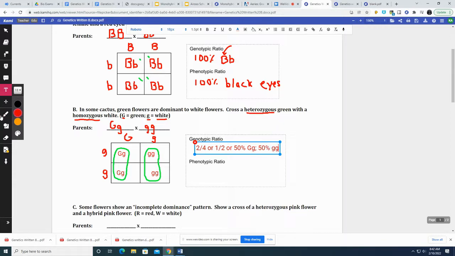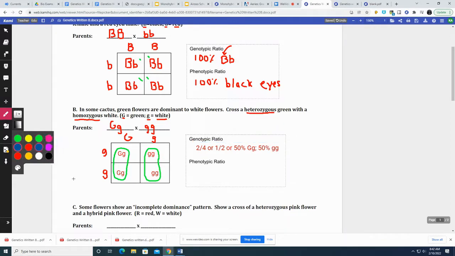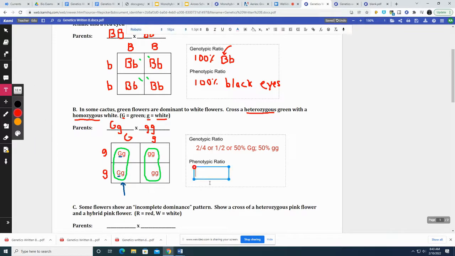Phenotypic ratio, all that's saying is, hey, what are these cacti going to look like? What are these cactuses going to look like? These guys right here, since they have a dominant allele, you can see it right there, 50% of them are going to have green flowers. So 50%, or 2 out of 4, or 1/2 will have green flowers. And the other 50%, the ones on the right, the little g's, are going to have white flowers.